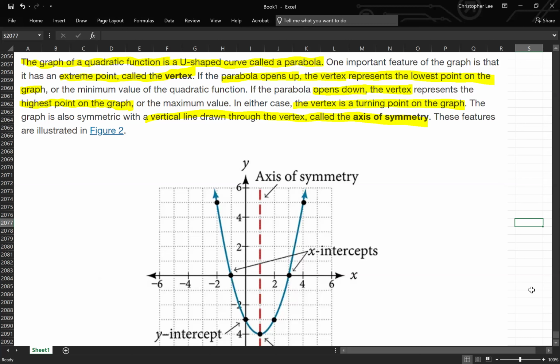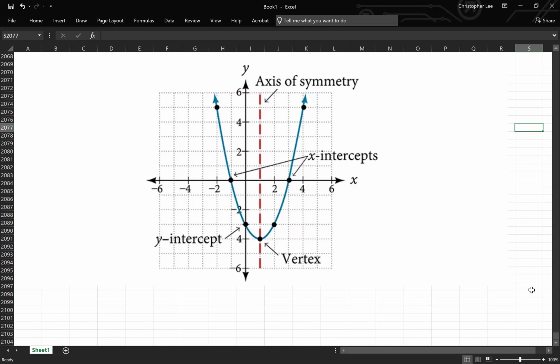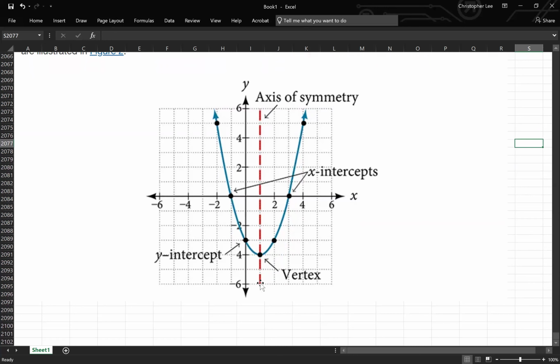The graph is also symmetric about the vertical line drawn through the vertex called the axis of symmetry. Really important. All right, so here's what a basic parabola looks like. It's a U, as you can see in the blue. We have an axis of symmetry that goes down the middle that bisects it into two halves. It's symmetric. What's on the left is on the right.